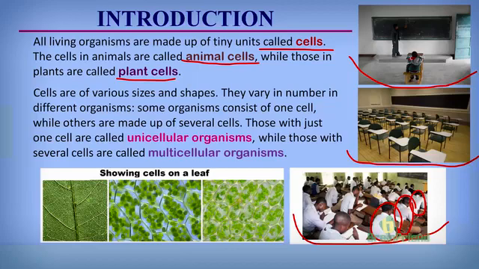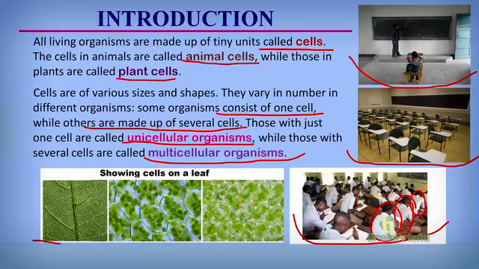They vary in number in different organisms. Some organisms have just one cell in their bodies, while others consist of more than one cell. They have several cells. Organisms that have just one cell in their body are called unicellular organisms. And those with several cells in their bodies are called multicellular organisms. If you take a look at a leaf, this is the structure of a leaf.